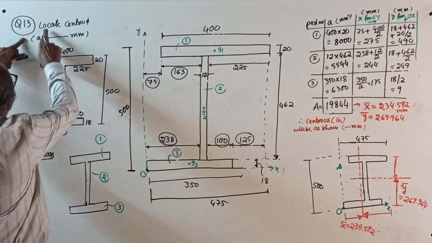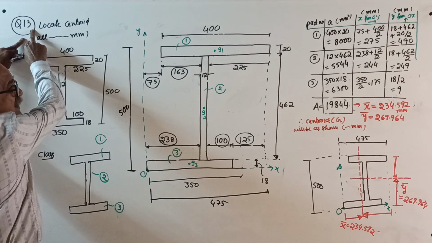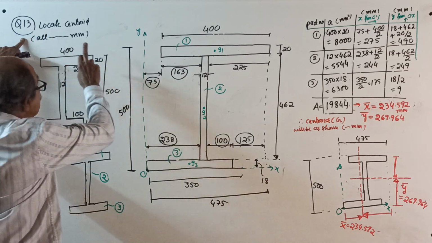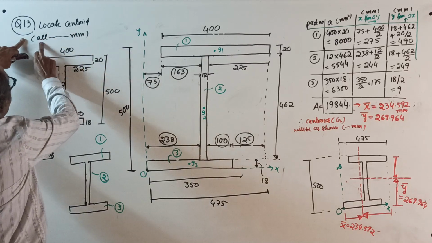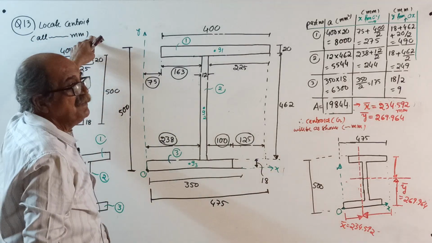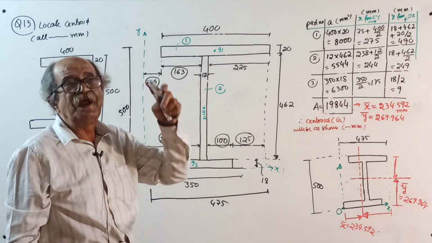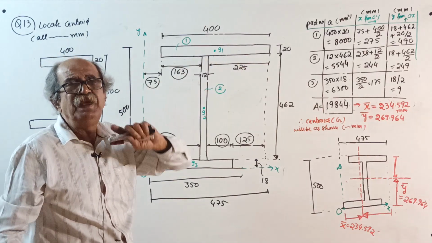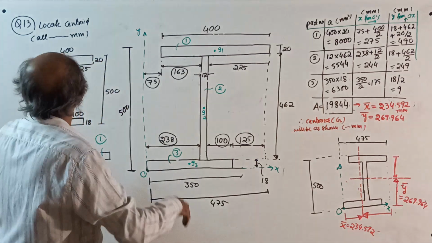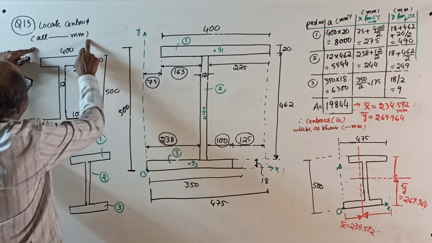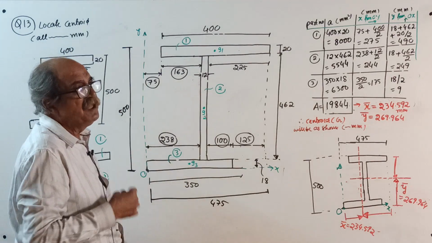So, look, question number 13. I think last time it was 12, correct? Locate centroid, all dimensions in millimeter. By chance, if your last question is 13 only, you write that 13A and make 13B one extra question. You should change it. Locate centroid, all dimensions in millimeter. This I will keep on telling.